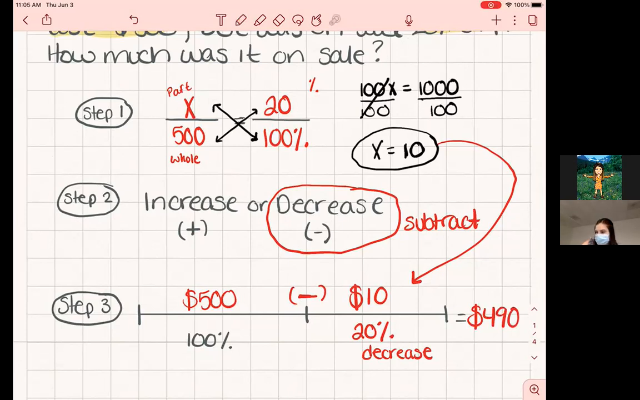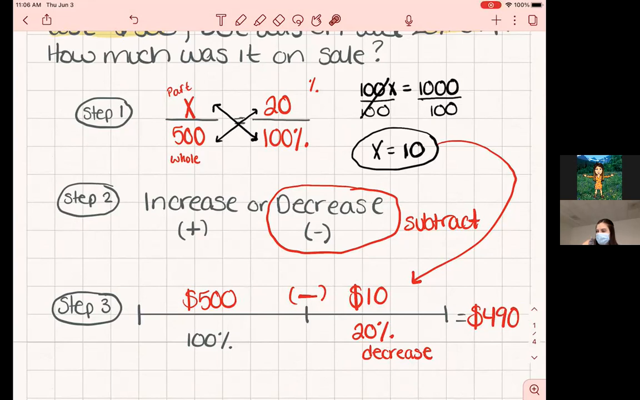So again, step 1 was to find out what that 20% is. It's $10. Then we say, okay, is it an increase or a decrease? If it's an increase, we would add. If it's a decrease, we're going to subtract. And then we fill out our line diagram. We know that 100% or the whole was $500. It was a decrease of 20%, and 20% is $10. So 500 minus 10 is 490.